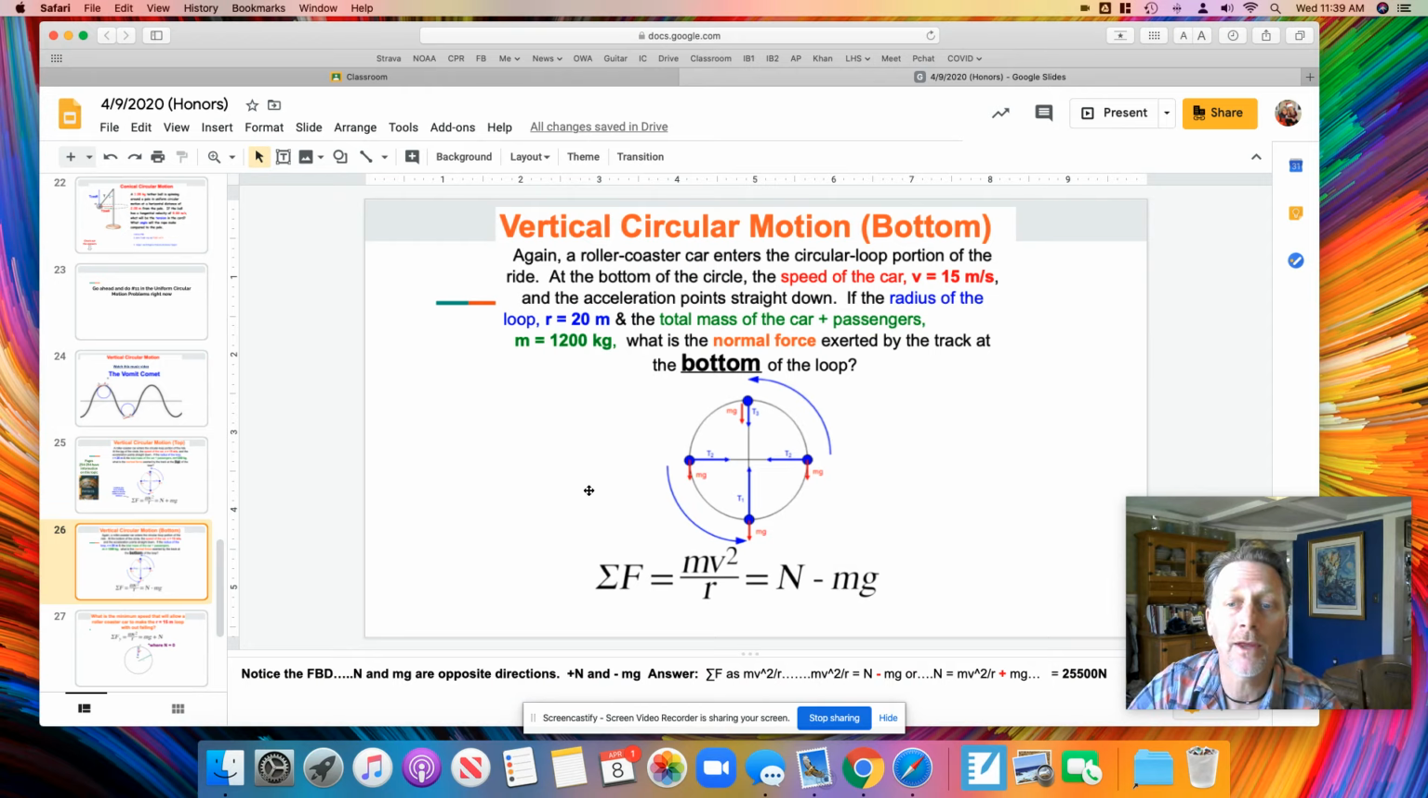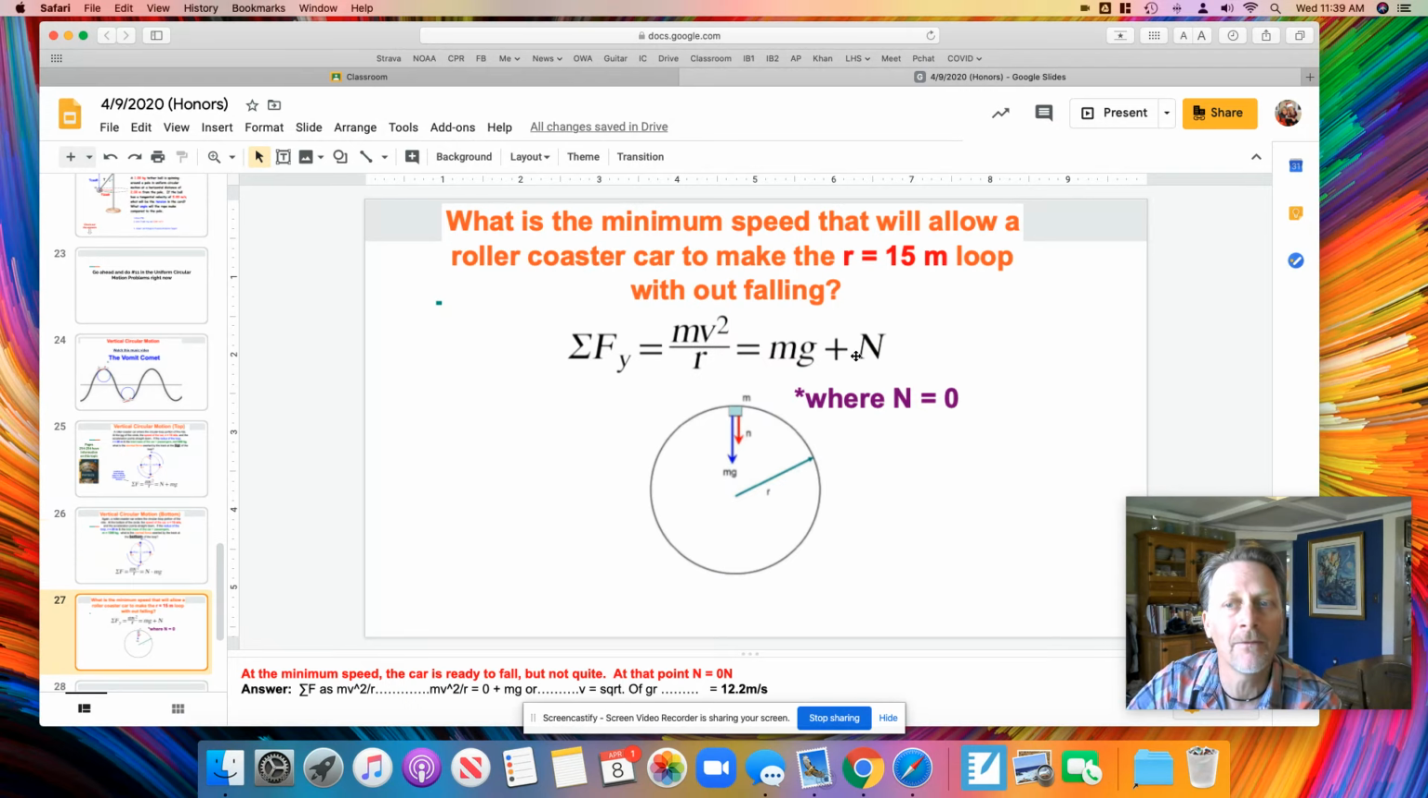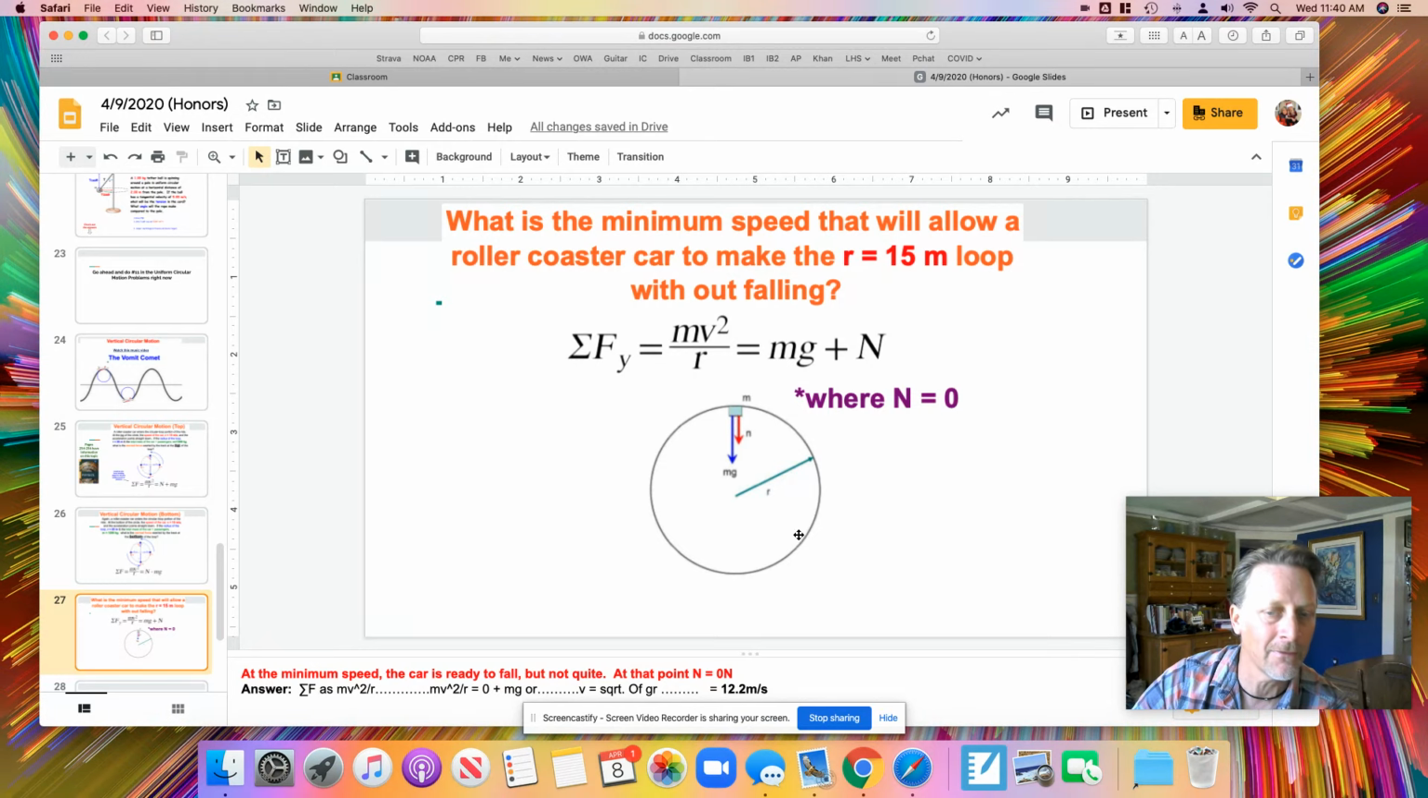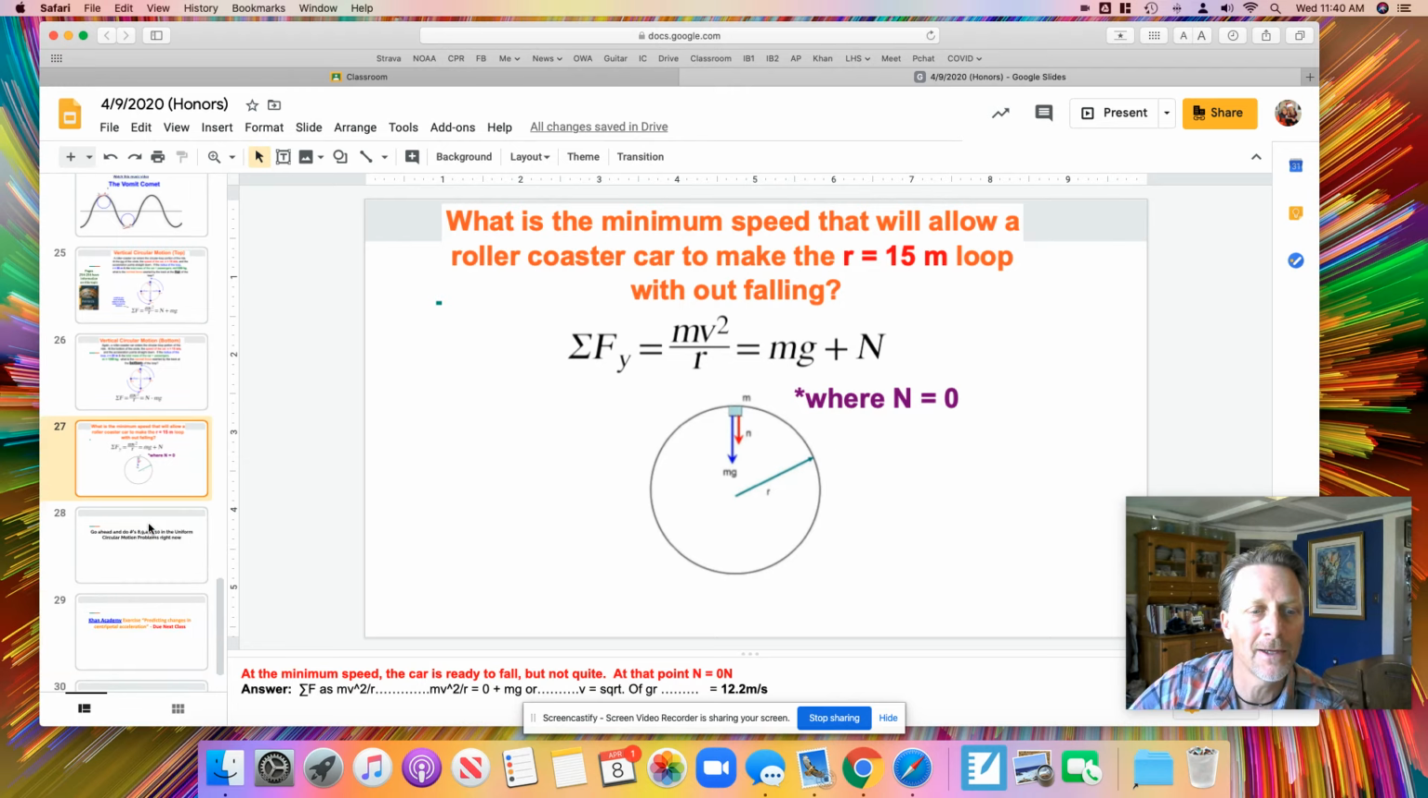You can do the same thing at the bottom, but in this case, notice that your support is going up, your weight's going down, and so you can work it this way. And in another circumstance that we have here, the question is, how fast would you go before you start to fall off of this in a loop-the-loop, like on a roller coaster? When you're about to fall, your normal gets to 0. So we manipulate the math that way too.